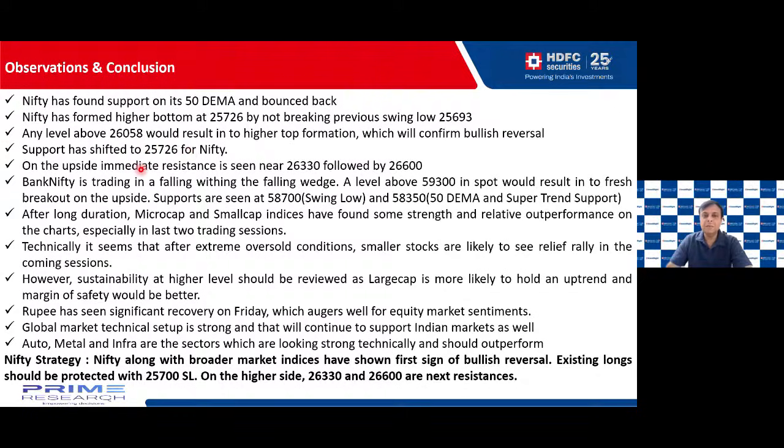On the upside, immediate resistance is seen near 26,330. This is the recent swing high, and it is going to be the first hurdle for the Nifty. Once that is taken out, we can expect 26,600.